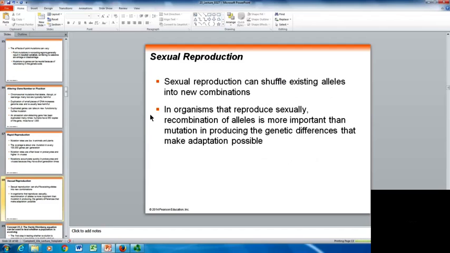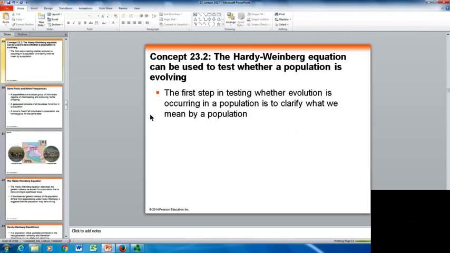Sexual reproduction can shuffle existing alleles into new combinations. So in organisms that reproduce sexually, recombination of the alleles is more important than mutation in producing genetic differences that make adaptation possible. So you're going to just get more variation due to sexual reproduction because they don't have that many mutations.